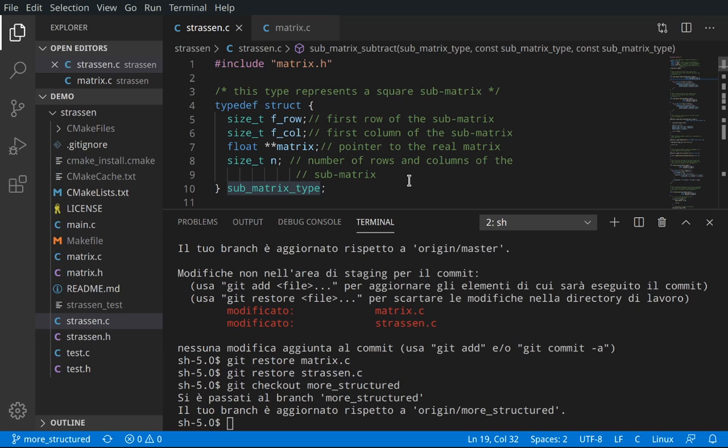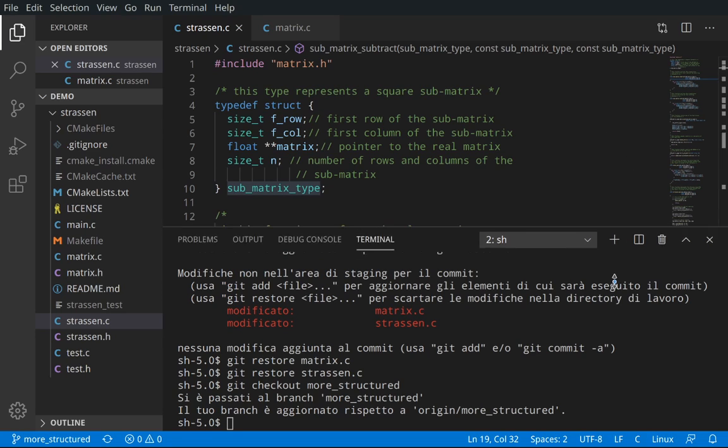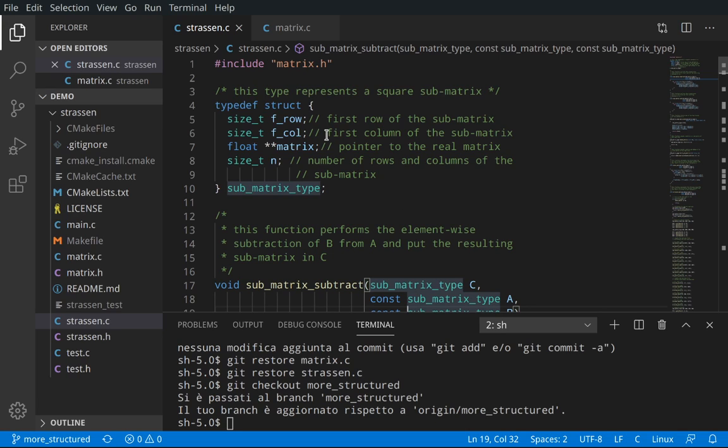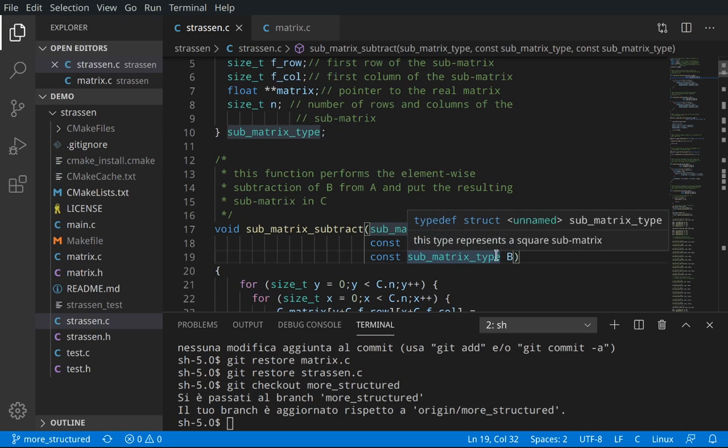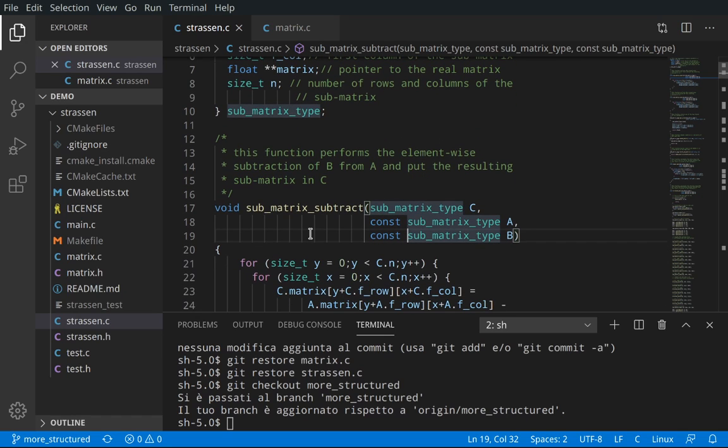So this version is basically a version in which I define a new type, which is a submatrix type, which is a view of the matrix, and inside the structure I'm placing the first row I'm interested in, the first column I'm interested in, the matrix itself, and the size of the submatrix I want to deal with. At this point, all the signatures of the functions we implemented are much easier to understand.